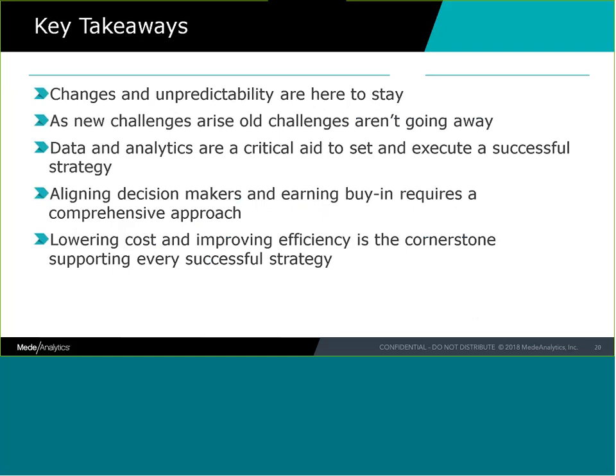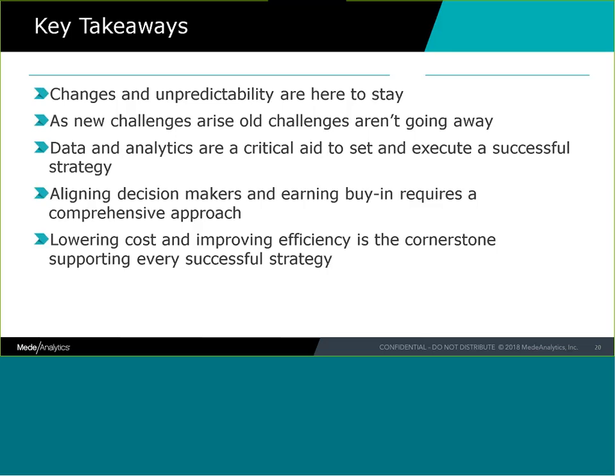Execution is going to require aligning decision makers, and earning buy-in is going to require a comprehensive approach where you don't look at things in a vacuum, but recognize that this is a very complex operation where all the parts impact each other. There are always trade-offs that we have to fully consider and unintended consequences that we need to measure and monitor to make sure that an action in one area isn't resulting in something else going the wrong way.